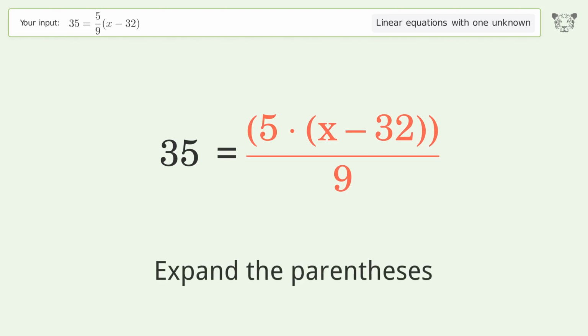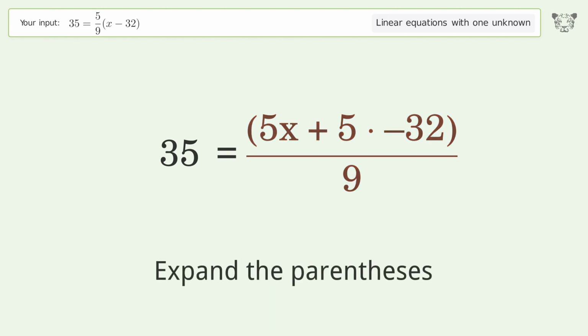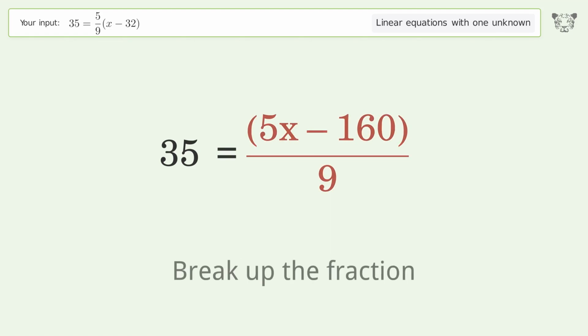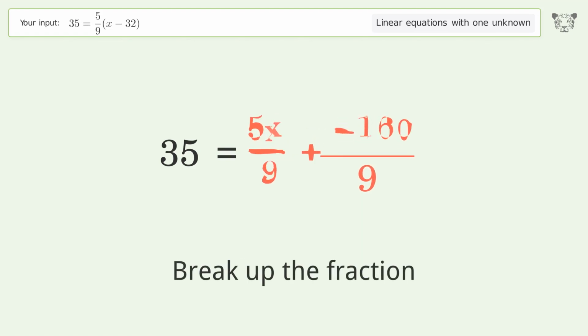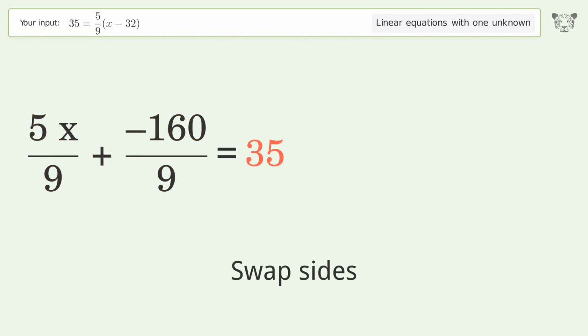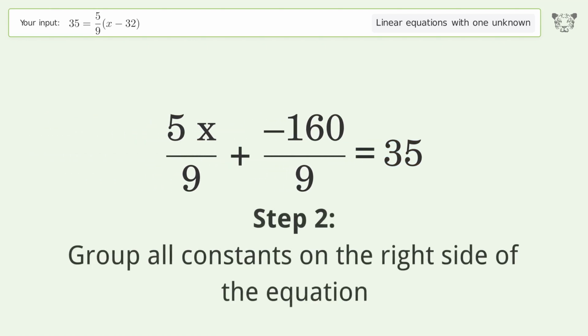Expand the parentheses. Simplify the arithmetic. Break up the fraction. Swap sides. Group all constants on the right side of the equation.